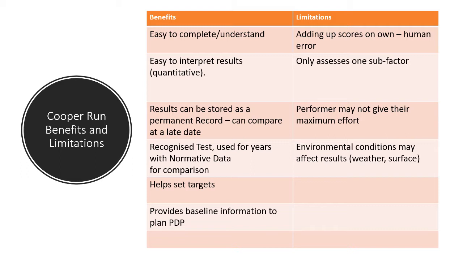The performer may not give their maximum effort. So depending on how you might be feeling in that day, what the weather might be like, you just might not give your all and it won't be an accurate representation of your CRE. So the environmental conditions may affect your results, whether this being the weather or the surface. So if you've got the wrong footwear for the AstroTurf pitch, you could be slipping at the corners. Again, it's not going to be an accurate reflection of your CRE.